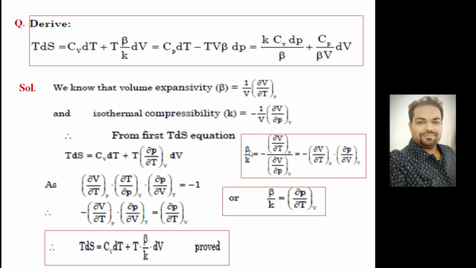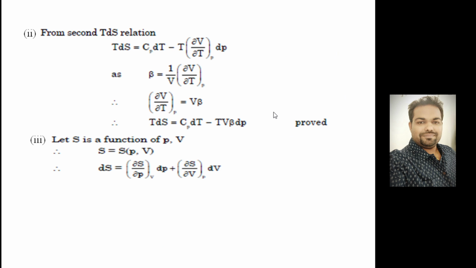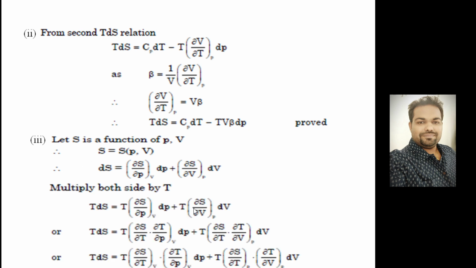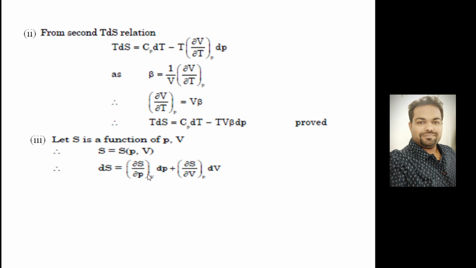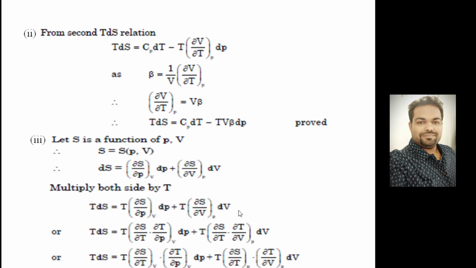Now the last expression, where we wanted to have both Cp and Cv in a single term along with those two coefficients. So we will go with the basic definition of entropy. Entropy is a function of pressure and volume, so we can write the differential form of it. dS is equal to ∂S/∂P at V into dP, and this term. So this differential change in entropy can be written this way. And if we multiply both sides by T, because we need to write T dS, we can write this expression.